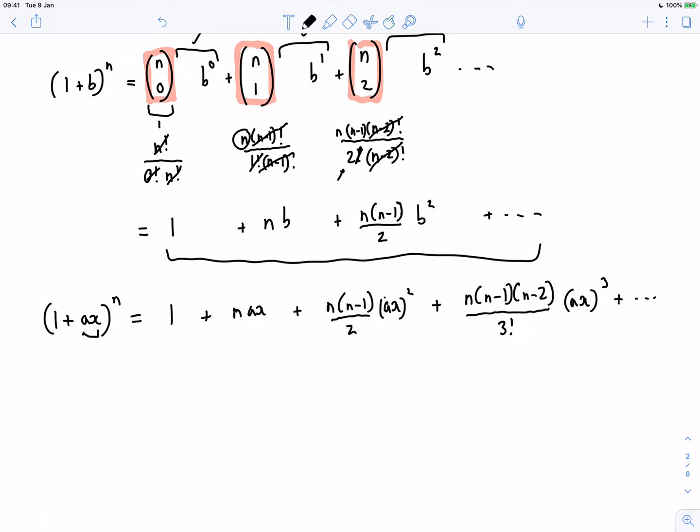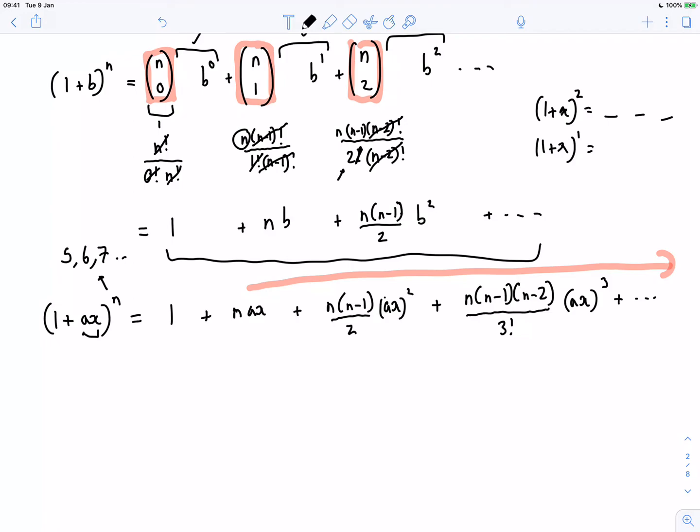Okay. Now, here's the next part. There's 2 things. When n was a whole number, for example, like 5, like 6, like 7, and so on, we knew when to stop this, right? For example, when it was (1 + x)^2, we knew we'd get 1, 2, 3 terms. When it was just (1 + x), which is the power 1, we're just going to get 2 terms. There was always one extra term.